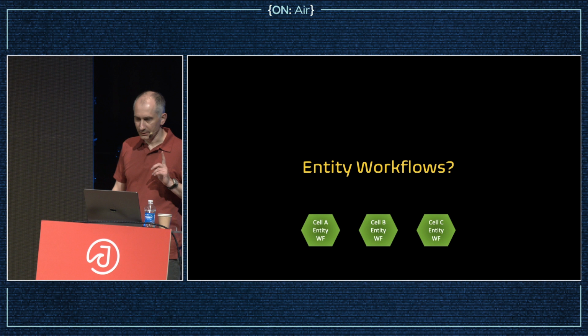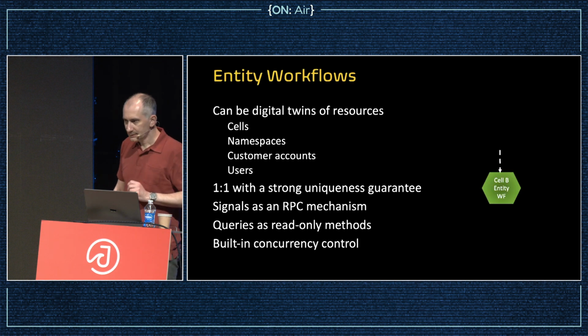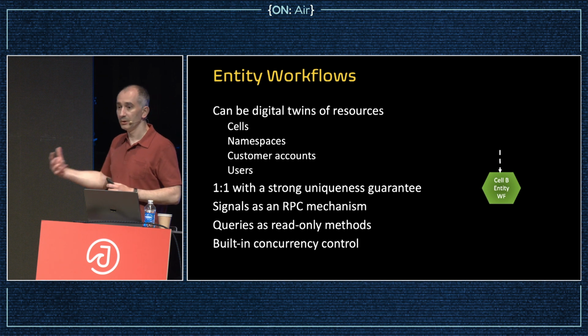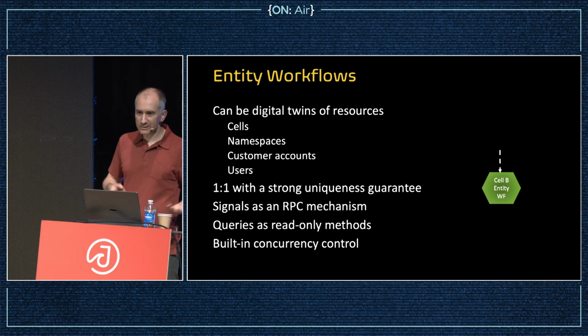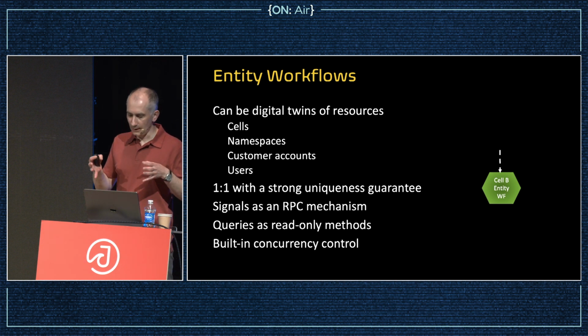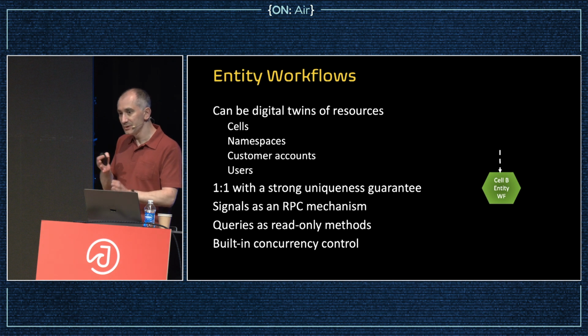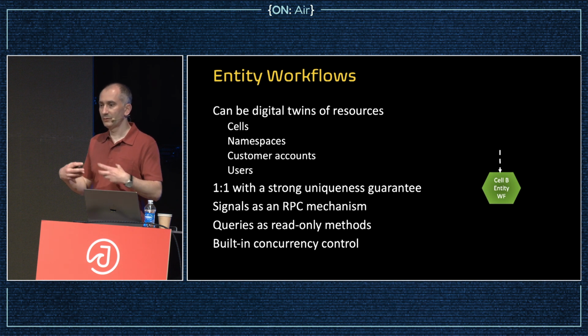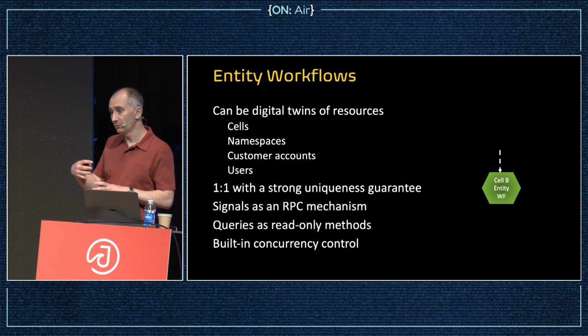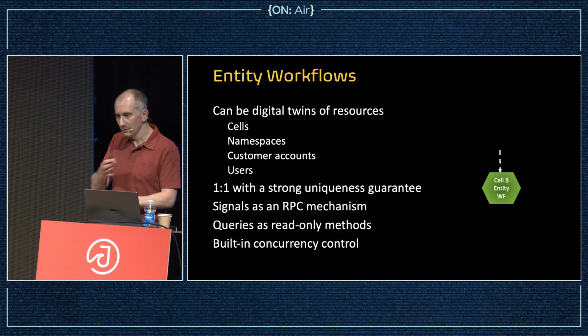So I mentioned entity workflows. What are they? It's actually just a pattern where you use specific workflow IDs to have a one-to-one relation with your real-world entity. It can be accounts, users, or, in our case, namespaces or cells. And that's very useful for encapsulation of state and operations, for serializing operations to an individual entity. For example, when we're in the process of upgrading a cell, we don't want another upgrade to happen, or even a configuration change to happen while it's being upgraded. We want to serialize operations, and that's why we do it through the cell entity.